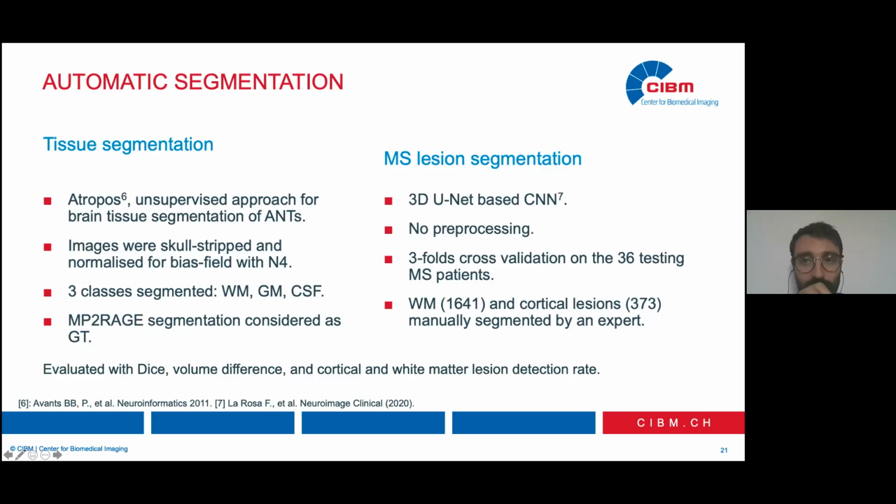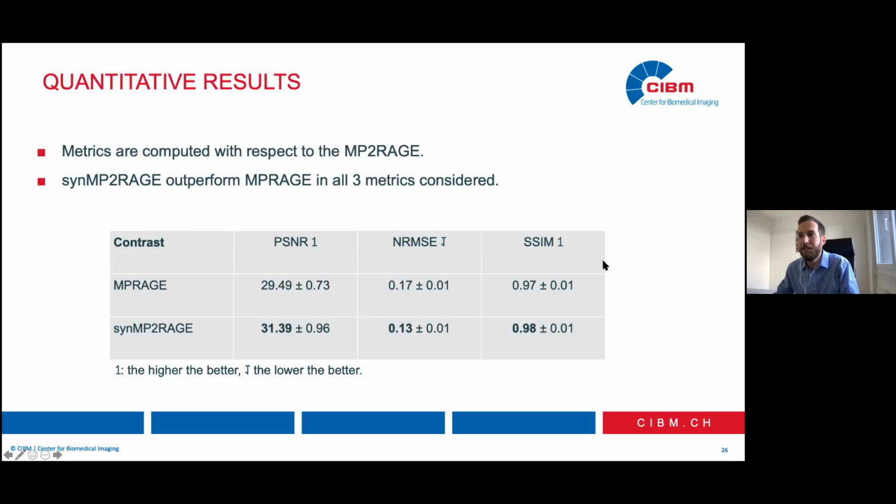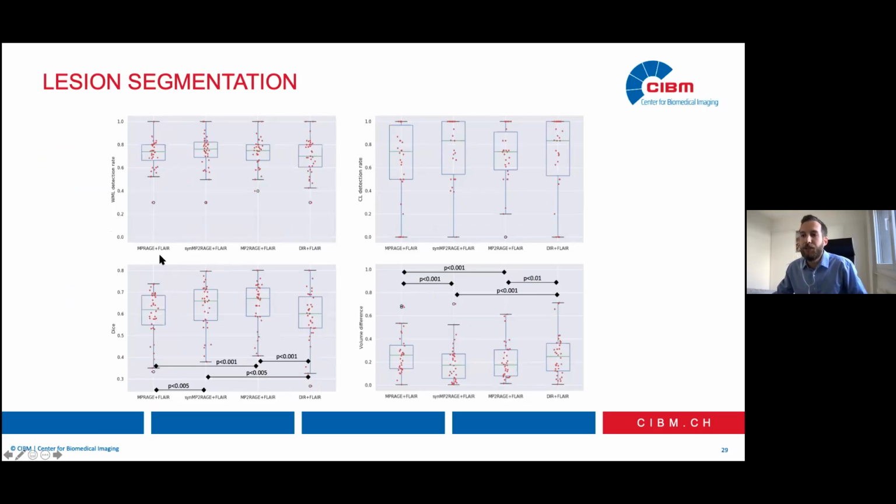I see. So the training data was the synthetic MP2H images? Sorry, it was not clear. We train with different combinations. As we can see here, we train different models. One with the MP2H plus FLAIR, another one with the synthetic MP2H plus FLAIR, then a third one with MP2H plus FLAIR, and the last one with the DR plus FLAIR. And you test using the same images again? Yes, exactly. Using the same ones as the testing ones of the GAN.